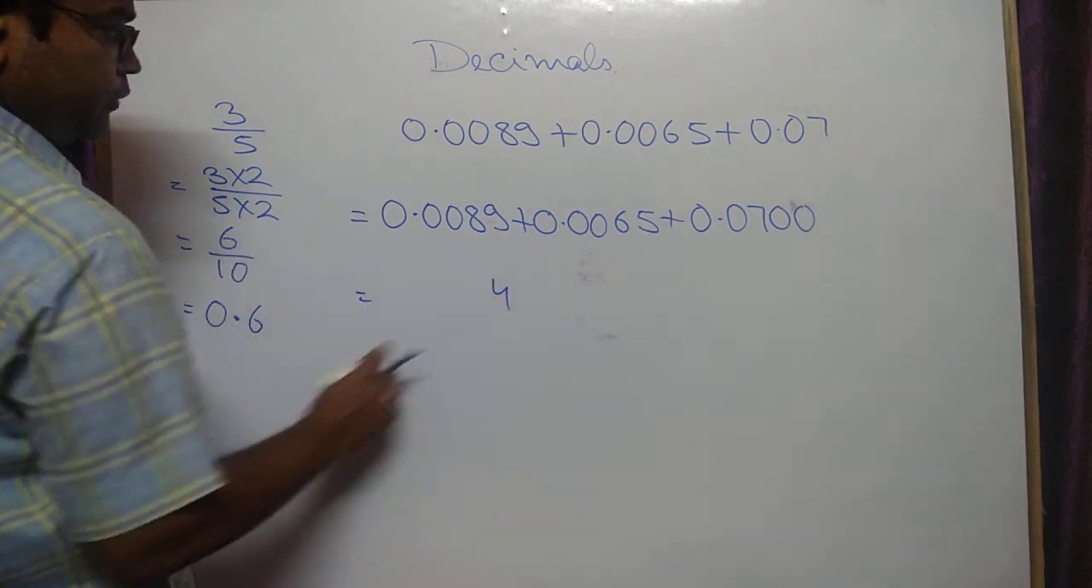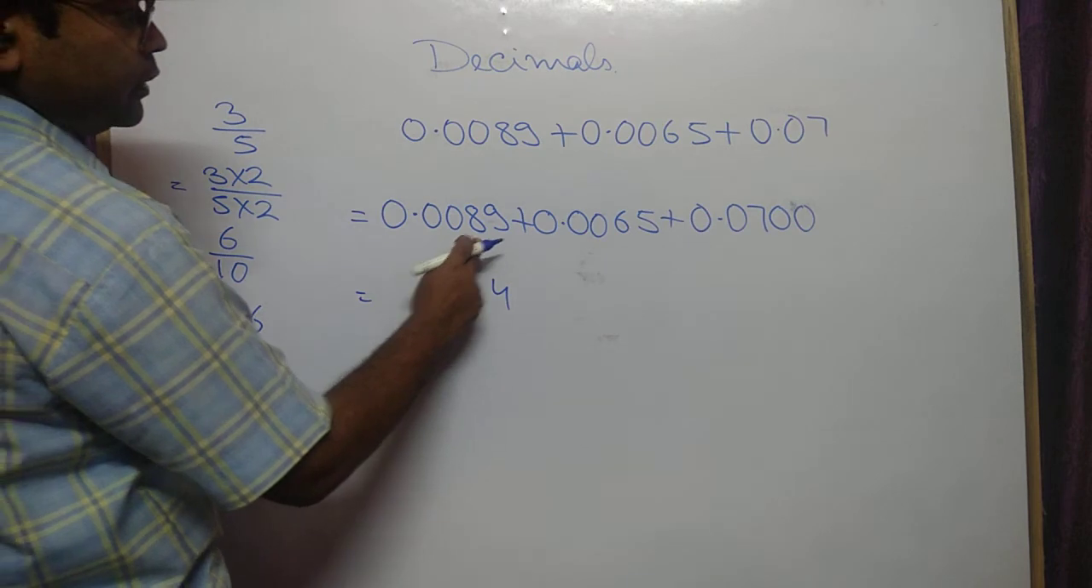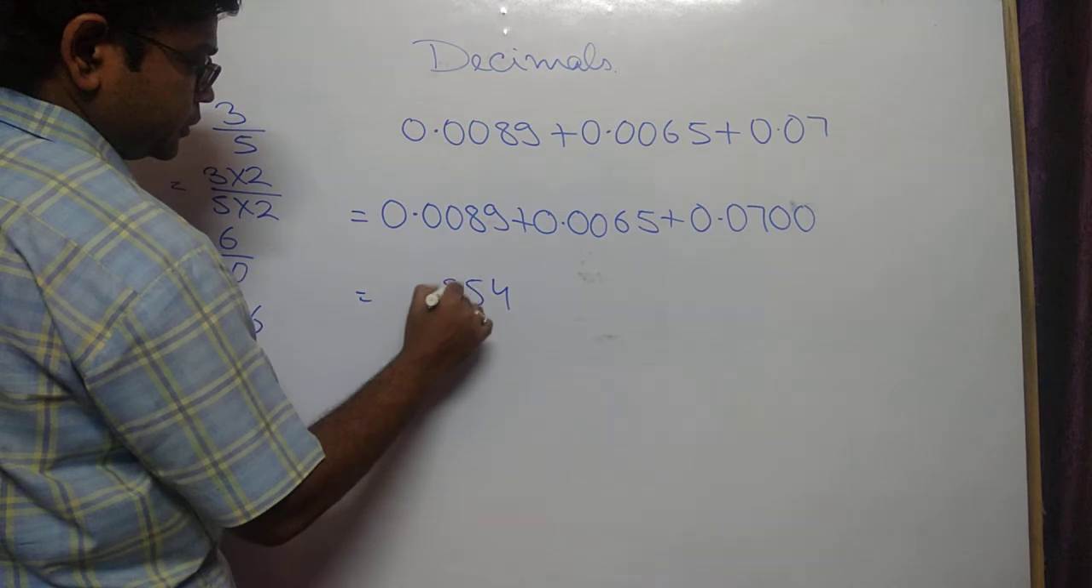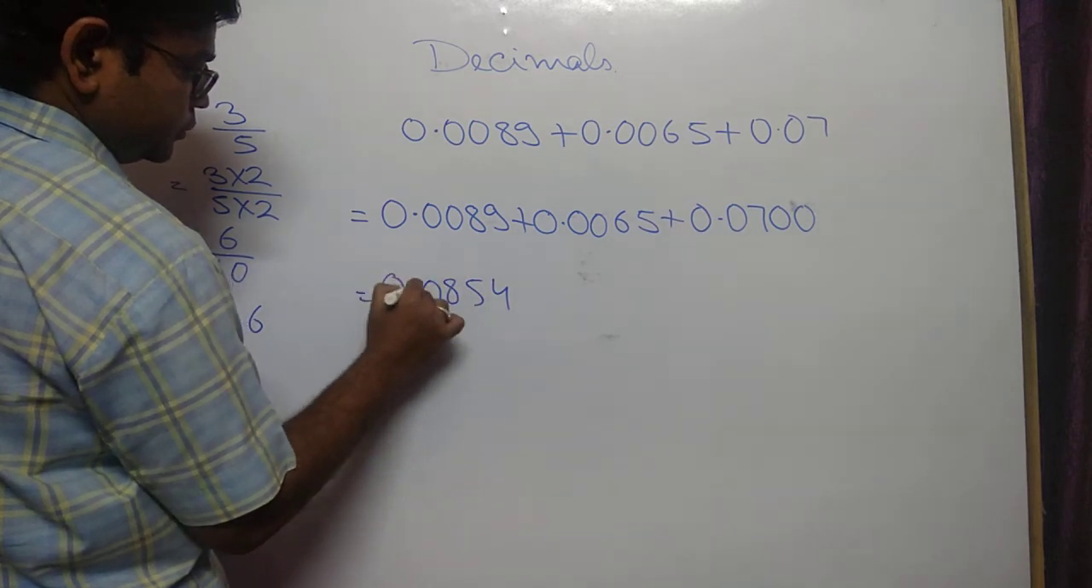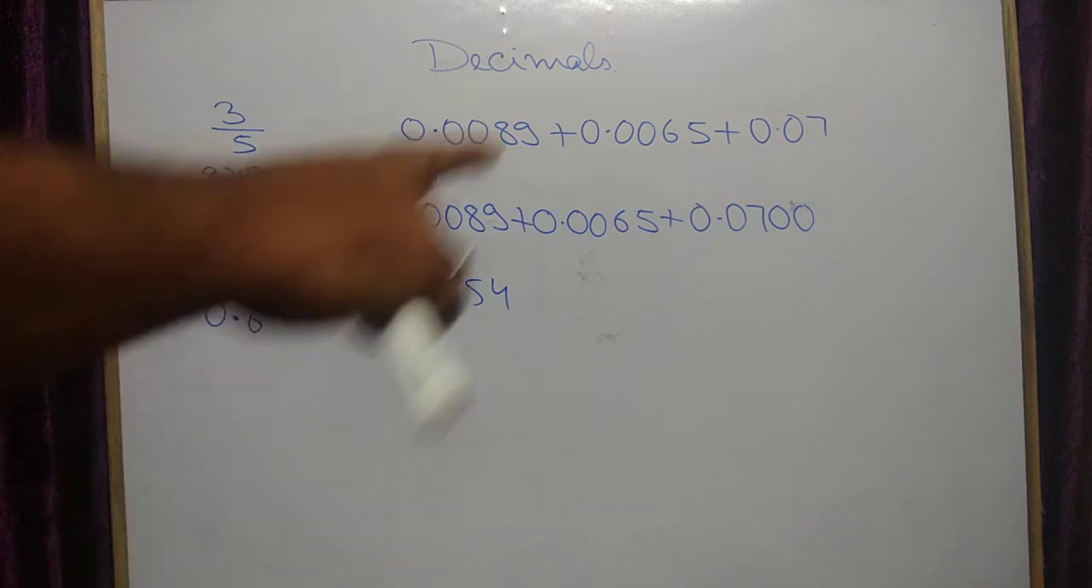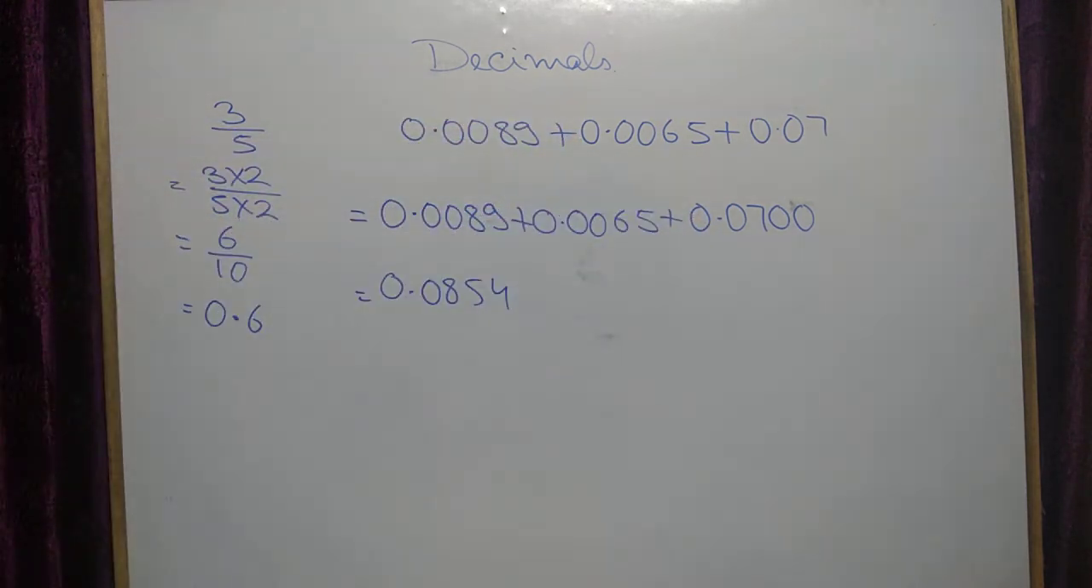Adding gives 9514, 1 carry, 819, 9615, one carry, so 0.0854. Likewise, you have to convert and add. Remember, if decimals do not have the same number of digits after the decimal point, we have to convert them by adding zeros at the end. Hope this is clear. Move to the next part.